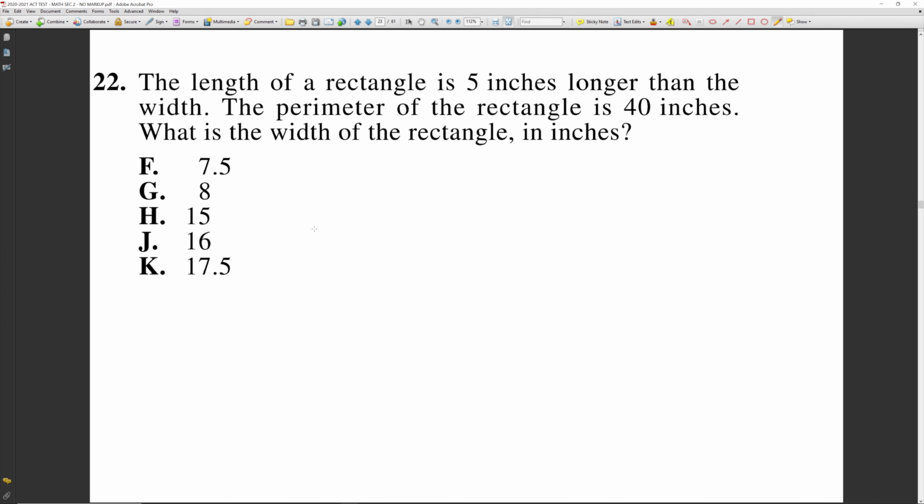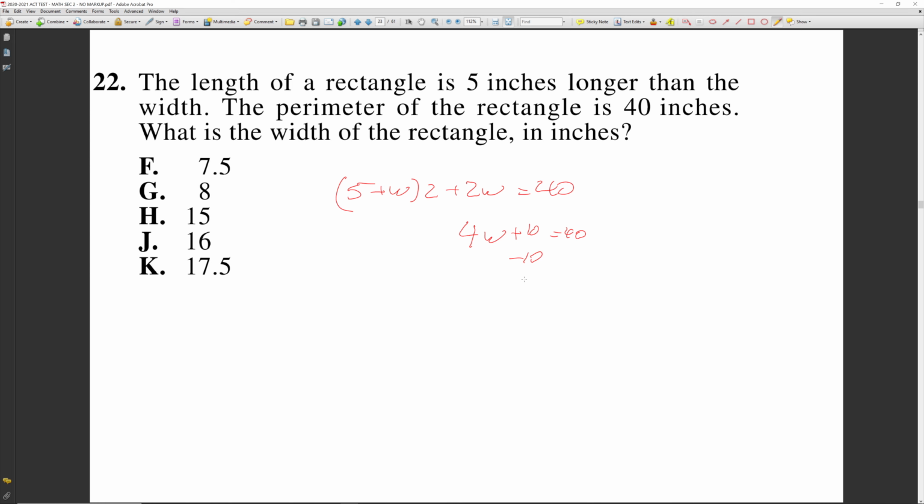You got this! 22. The length of a rectangle is 5 inches longer than the width. So 5 plus W. The perimeter of the rectangle is 40 inches. So that means I need to multiply this by 2, and I have to have 2 more W, and this is equal to 40. So that is the equation. Once I sum this up, I have 4W plus 10 is equal to 40.